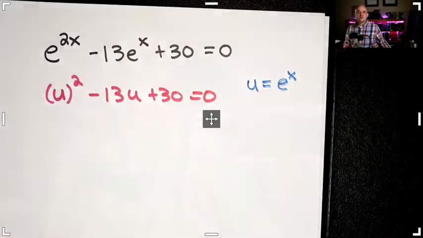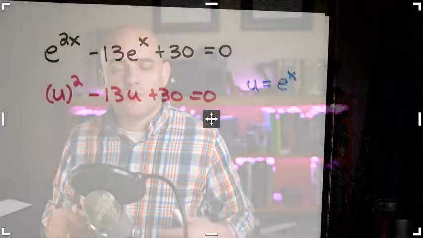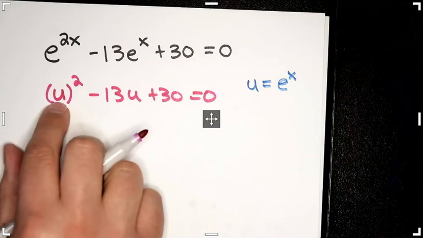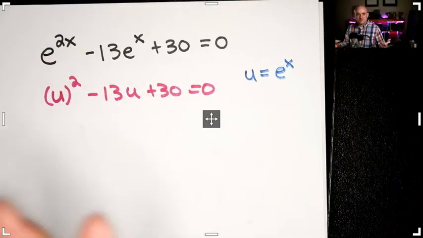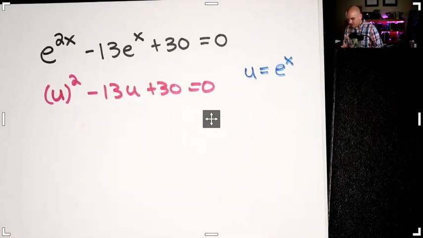Now, this should look something a little bit more familiar. It's like our quadratic when we have x squared plus 3x plus some number equals 0, and we can factor it like a normal quadratic. And that's exactly what we're going to do here. Why do I use u instead of x then? Well, the problem already has x in it, and I don't want to get confused with what is x and what is not.